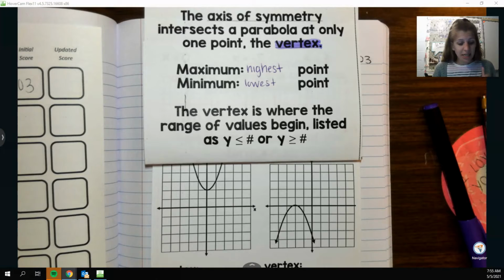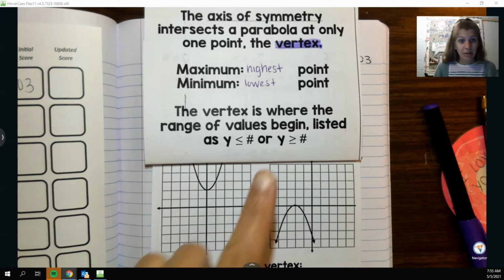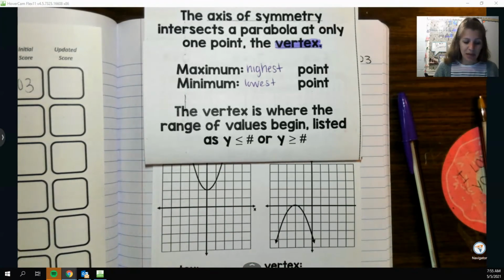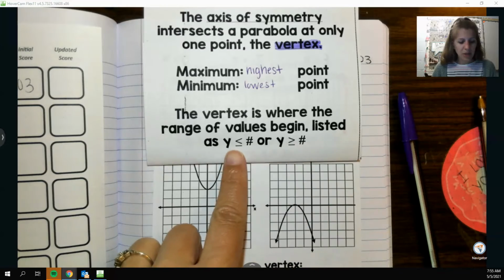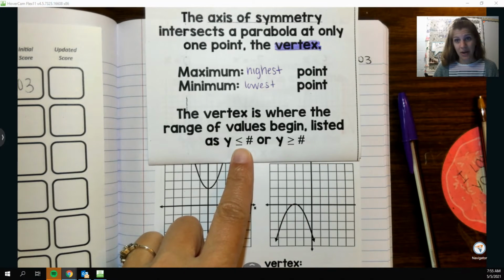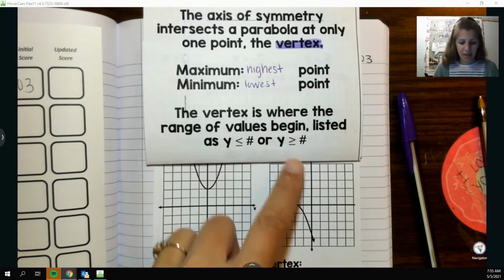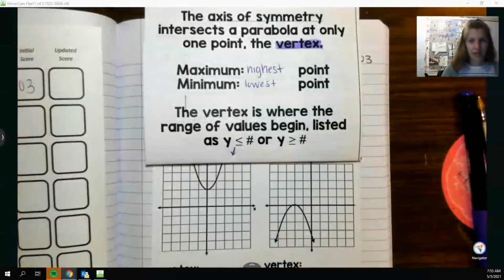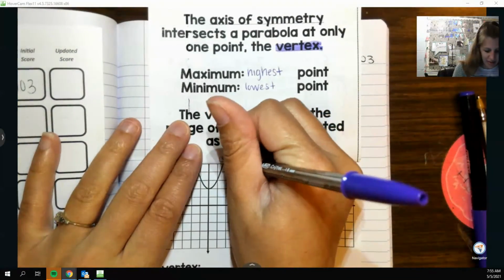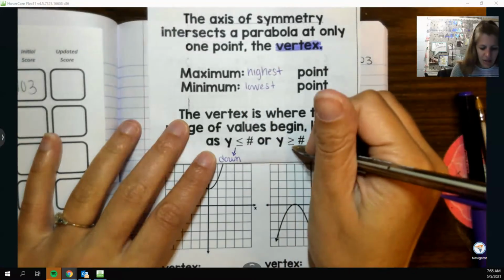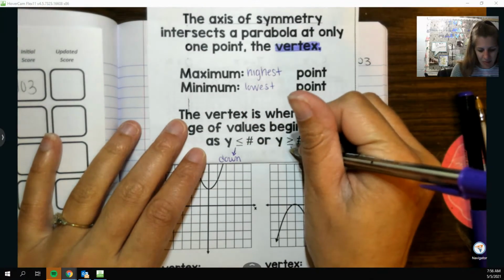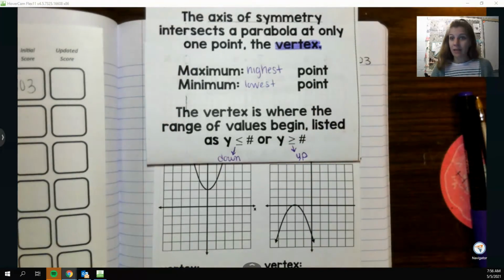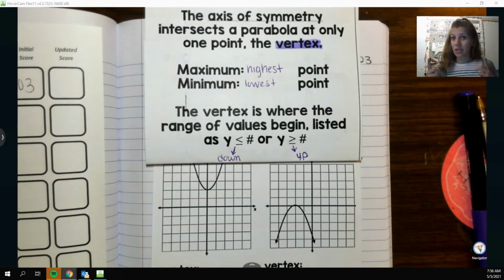Okay, so the vertex is a point, and it also helps me to figure out my range of values, because we always want to be thinking about domain and range. And so the range will always be y is less than a number, or y is greater than a number. So it'll be less than a number if my graph is pointing down, which I think makes sense. It'll be greater than a number if my graph is pointing up, which I think makes sense, because less is going down and greater is going up.